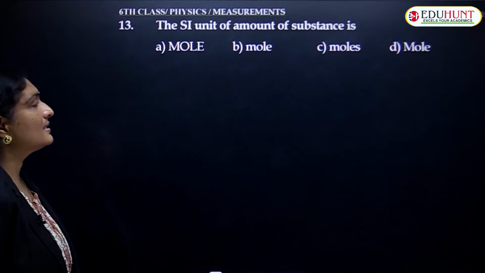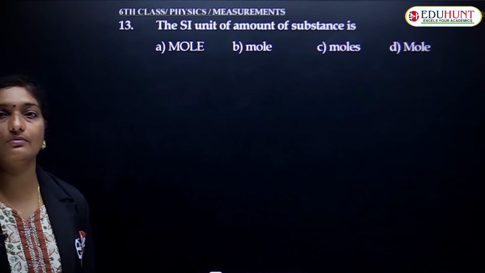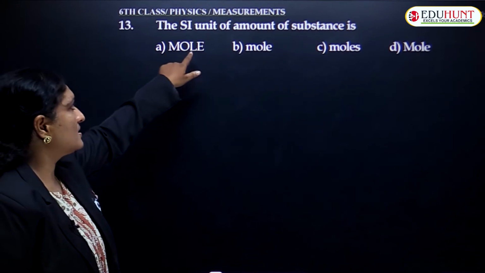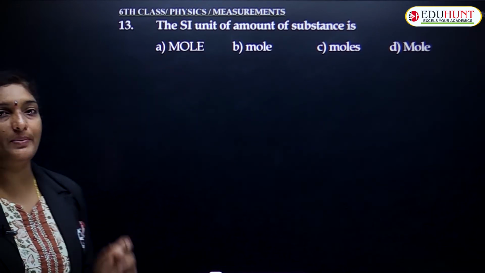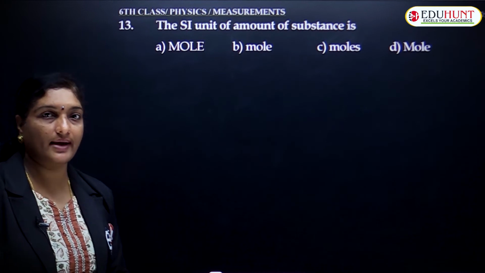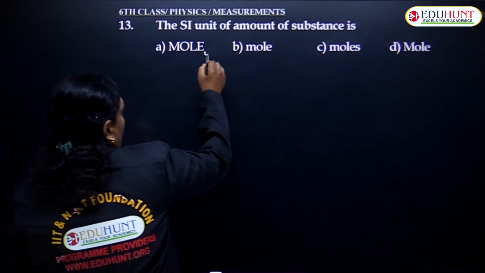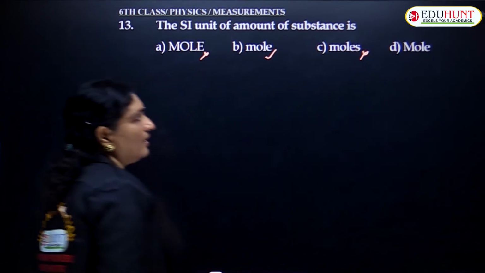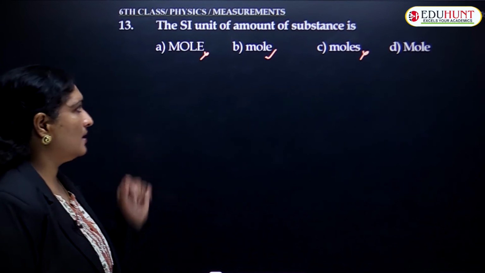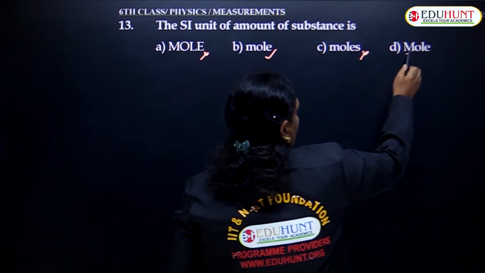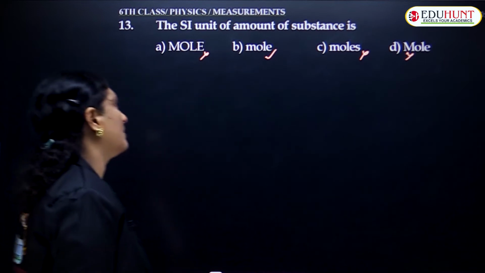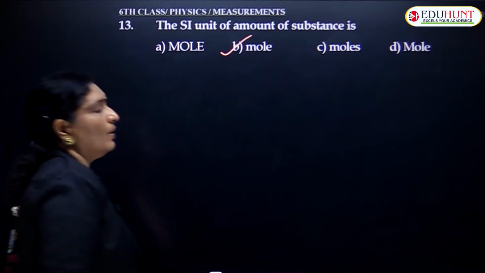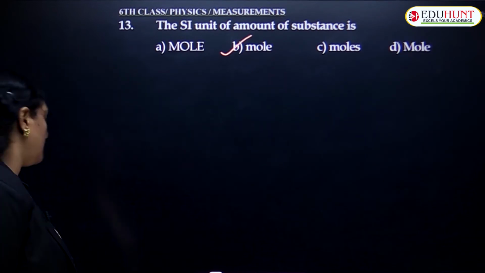Moving ahead, the SI unit of amount of substance is, we know that amount of substance is measured in moles. So, mole here was written in capital letters. Whenever we write units, we should never write them in capital form. So, first option is a wrong approach. Mole, of course, true. There should not be any plural form for writing units. So, third option is wrong. And here they have considered capital M. Hence, this one is also a wrong approach. The only correct option among the 4 is mole written in small letters, that is option number B.